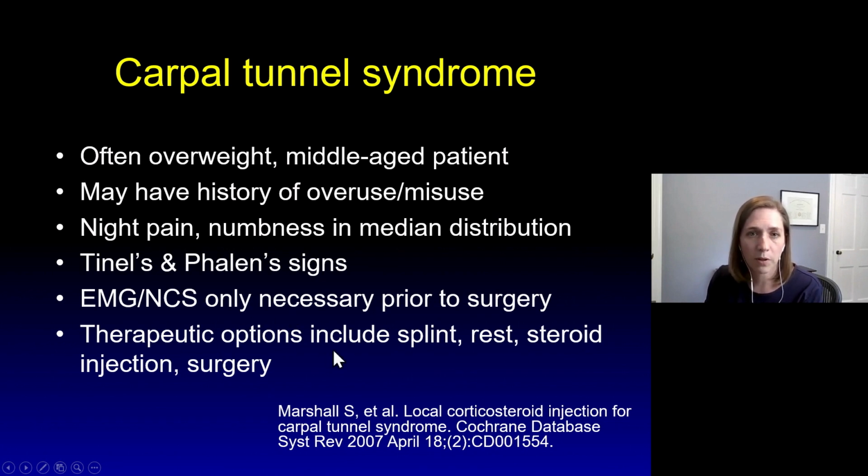Therapeutic options for carpal tunnel syndrome include rest, trying to avoid the activity that caused it. Splinting, particularly nocturnal splints, can be helpful. Steroid injections can be quite beneficial as well. I have a review down here about that. And sometimes surgery is necessary to really open that up and prevent the nerve from being pinched.